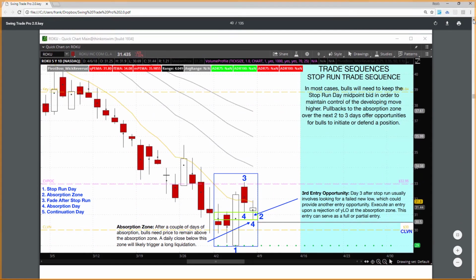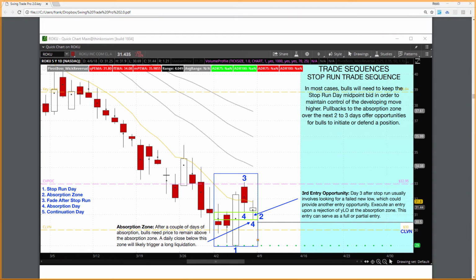Here's the next slide here. This is the next day. The next day is a failed new low. So basically price drops down, it gaps down from the close here, it gaps down to here, it drops through the prior low and hits the stop run day midpoint. Once it hits the stop run day midpoint, it bounces, and now again that becomes the third entry opportunity.